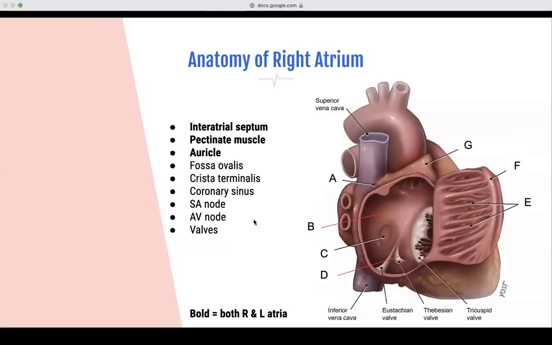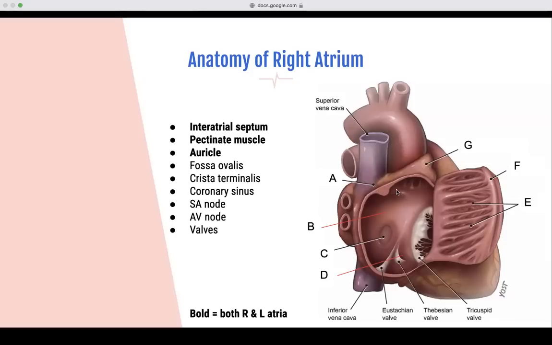B. Yeah, exactly. Pectinate muscle. E. Yeah. Auricle. G. Exactly. Fossa ovalis. C. Fossa ovalis, or is it? Yeah, C. Crista terminalis. F. F, exactly. Sometimes, by the way, in other pictures, they show it to you on this side as well.